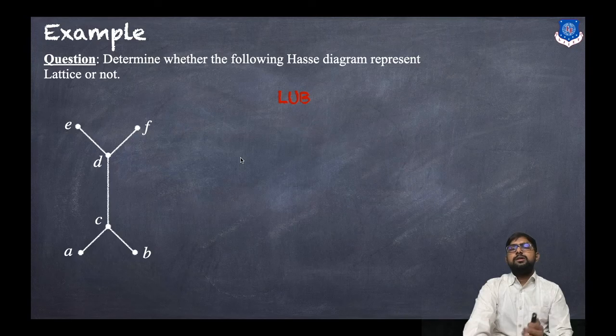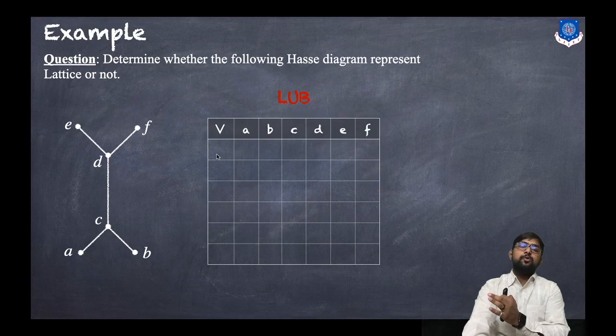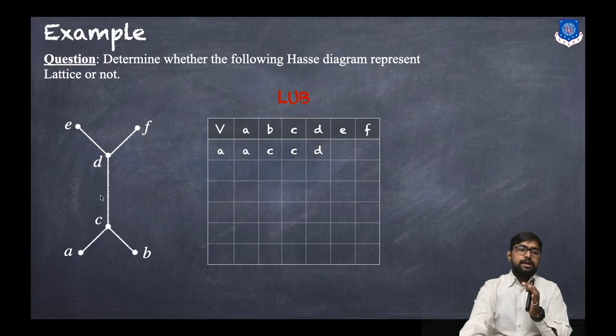In the table, first, how many points are there? A, B, C, D, E, F. There are 6 points. So in the columns, write A, B, C, D, E and F, and in the same manner, in the rows, write A, B, C, D, E, F. Now it is the least upper bound. The LUB of A and A is the same point, that is A. The LUB of A and B will be C. The LUB of A and C will be C. A and D will be D. Then A and E will be E, and A and F will be F.